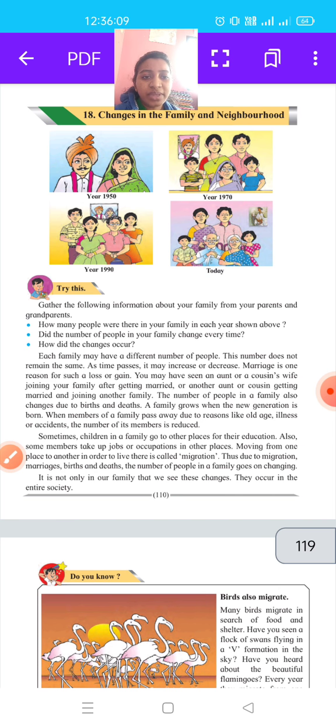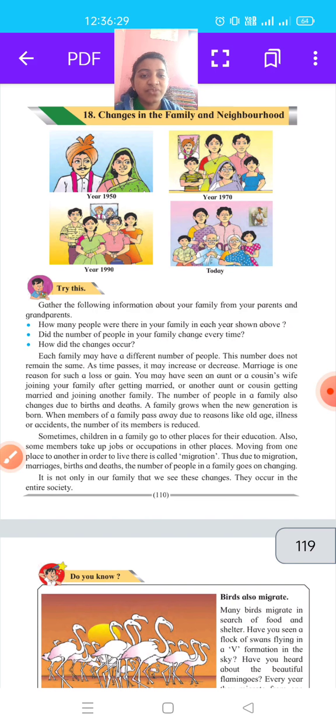The number of people in a family also changes due to birth and death. A family grows when the new generation is born. When a member of the family passes away due to reasons like old age, illness or accident, the number of its members is reduced. So what is there in this paragraph, children?